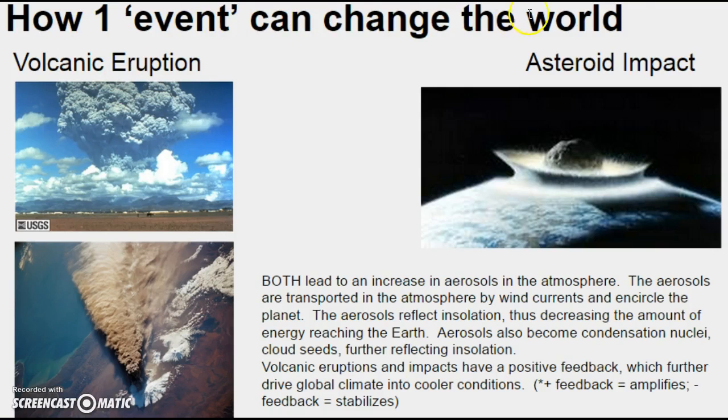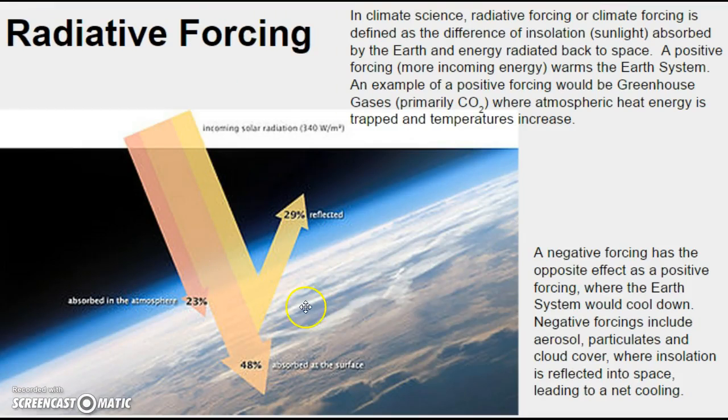However, one event can change the world. If we look at a volcanic eruption, this here is Mount Pinatubo, it releases all this dust and debris into the atmosphere that travels, then blankets the Earth. And even though it's spread out, these particulates reflect sunlight. It reflects sunlight, so therefore it leads to a cooling feature, right?